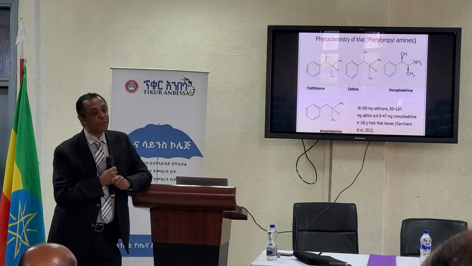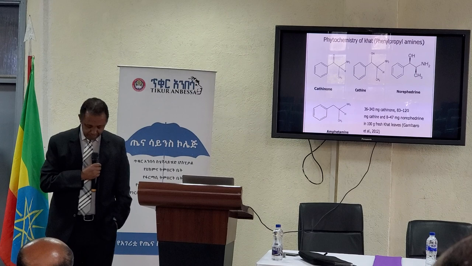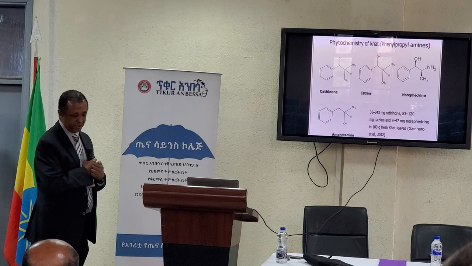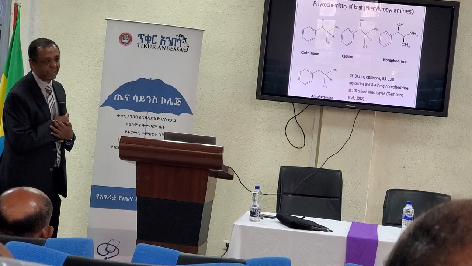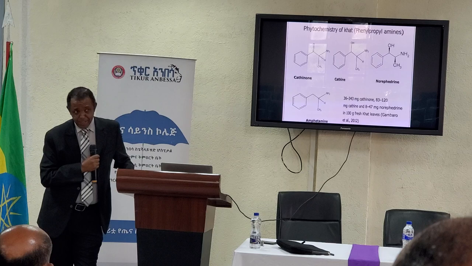Fortunately, they were right. So cathinone was later isolated and considered to be the main active constituent of khat. So cathinone, cathine, and norephedrine are the major phenylpropylamine alkaloids of khat. What makes khat enigmatic is that out of 45 species that were tested, only khat at least contains these three alkaloids.